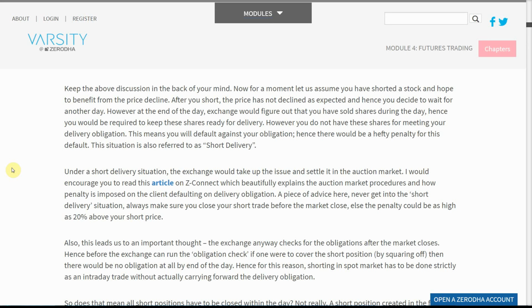However, at the end of the day, the exchange would figure out that you have sold shares during the day. Hence, you would be required to keep these shares ready for delivery. However, you do not have these shares for meeting your delivery obligation. This means you will default against your obligation. Hence, there would be a hefty penalty for this default. This situation is also referred to as short delivery.